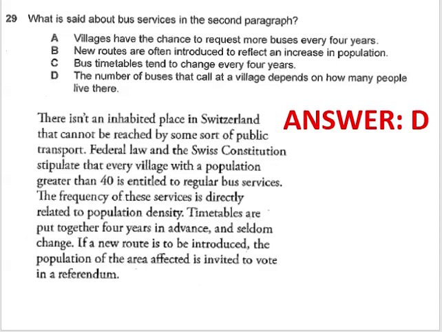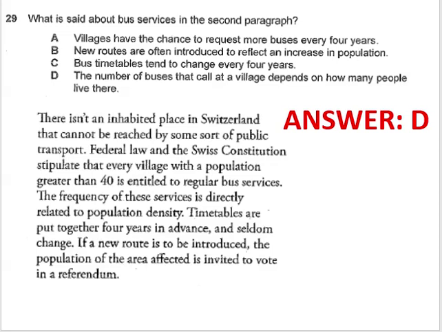So if a village needs to have a regular bus service, the minimum number of people has to be greater than 40. The frequency of these services, what is the meaning of these services here? Bus services. So the frequency of these services is directly related to the population density. Population density means how many people are living there. Timetables are put together. So this is talking about timetables and not bus services.